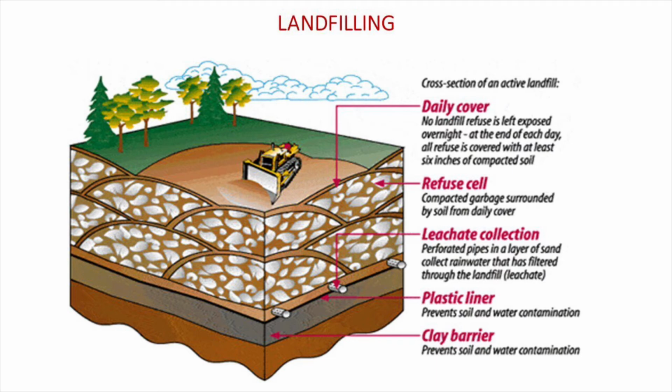In the leachate collection, perforated pipes in a layer of sand collect rainwater that has filtered through the landfill. The plastic liner prevents soil and water contamination. The clay barrier prevents soil and water contamination.